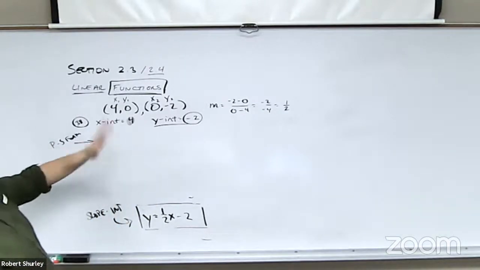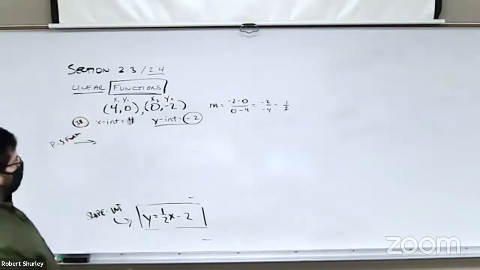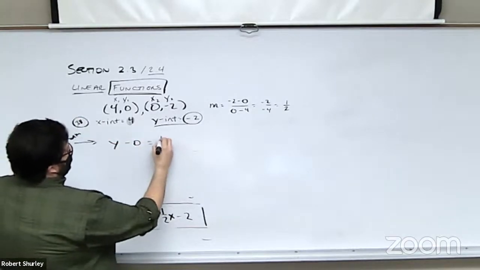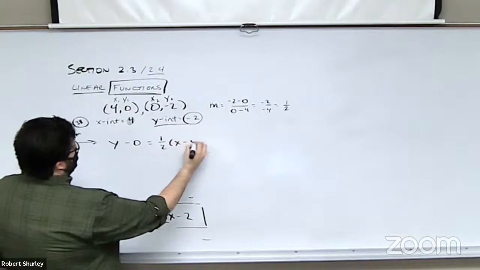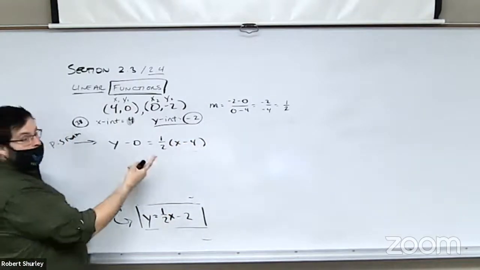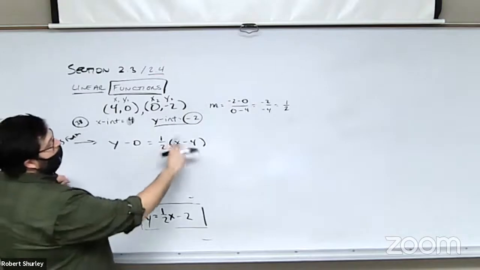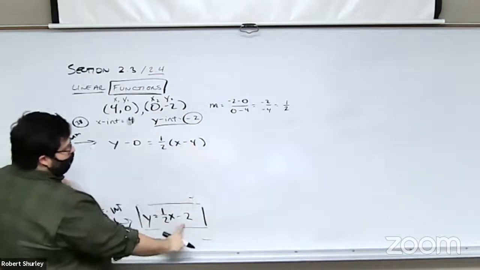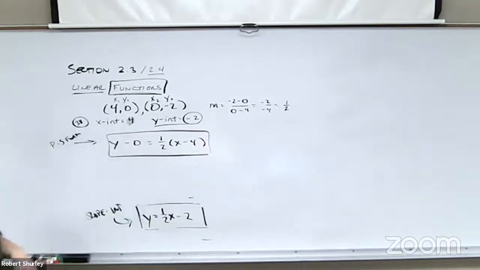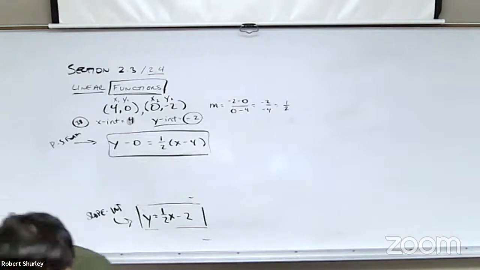Let's do point-slope form. It doesn't matter which point you choose. I'll just choose the first one. y minus 0 equals 1/2 times x minus 4. You don't have to put the minus 0, but you'll see if you multiply the 1/2 through, you get y equals 1/2 x minus 2. You get the slope-intercept form. Pretty nifty.